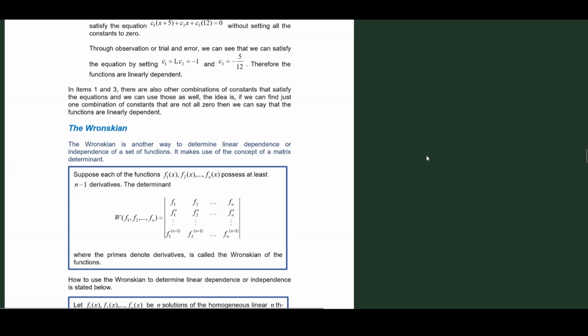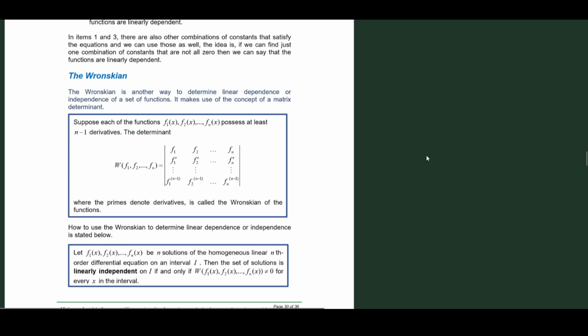Okay, so let's go to the definition first. For the Wronskian, suppose that each of the functions f1 of x, f2 of x, through fn of x possess at least n minus 1 derivatives. And the determinant, this is how we notate the Wronskian. As you can see here, on the very first row, we have f1, f2, up until fn.